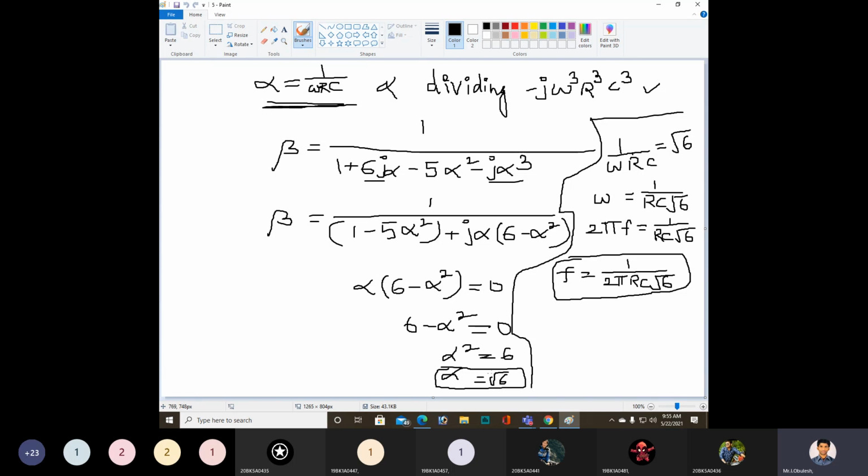You know alpha is equal to 1 by omega RC. So 1 by omega RC is equal to root 6. Omega is equal to 1 by RC root 6. Omega is equal to 2 pi f. Substitute 2 pi f instead of omega. Then 2 pi f is equal to 1 by RC root 6. Then f is equal to 1 by 2 pi RC root 6. So this is the equation of oscillation. This is the frequency of oscillations of the RC phase shift oscillator.